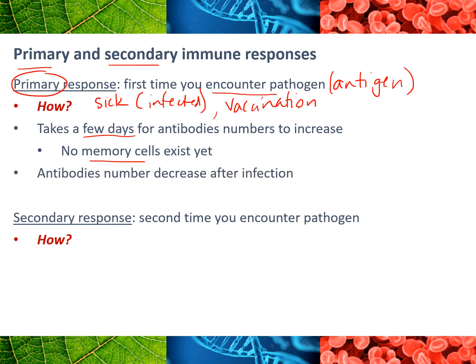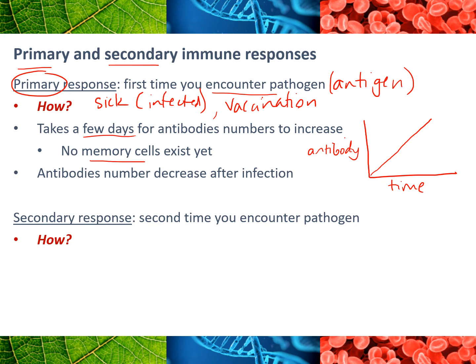Okay, so if we were to look at antibody numbers, I've got a much better picture than this on the next slide: antibody numbers and time. Let's say we get infected here. It takes a few days, but those antibody numbers start to increase as we're getting B cells being produced and then releasing antibodies.